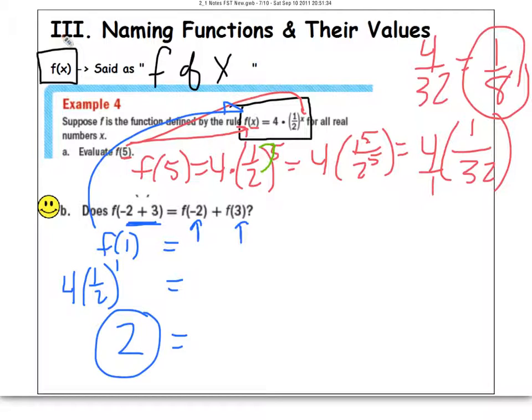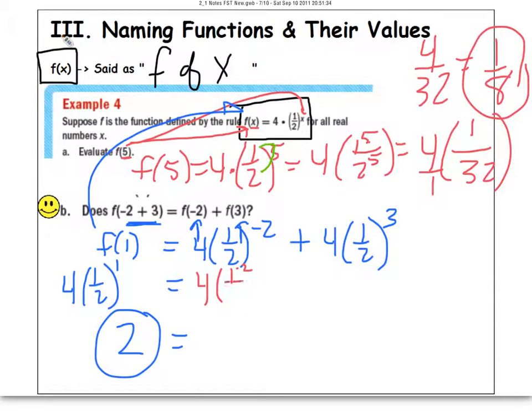Well, is that going to be the same? Well, let's do this. f of -2. So for that one, it's going to be 4 times 1/2 to the -2. And then I'm going to do plus 4 times 1/2 to the +3. Okay, so I'm going to distribute that exponent to both sides here really quick first. And then we're going to have 4, 1 cubed, and 2 cubed.